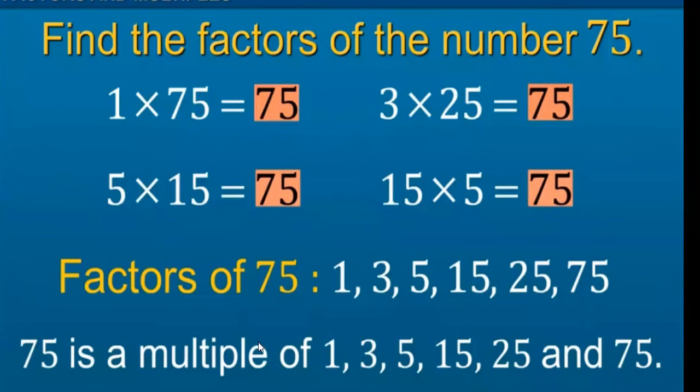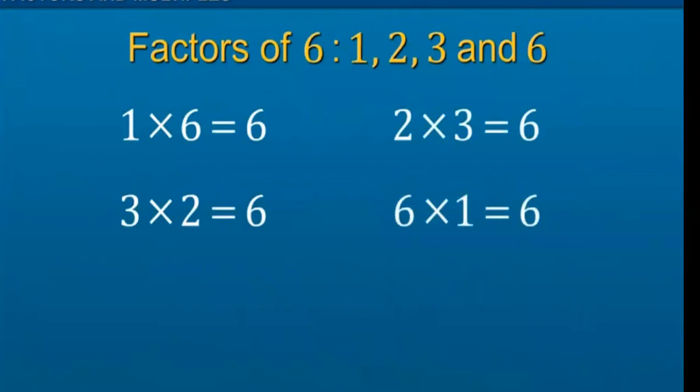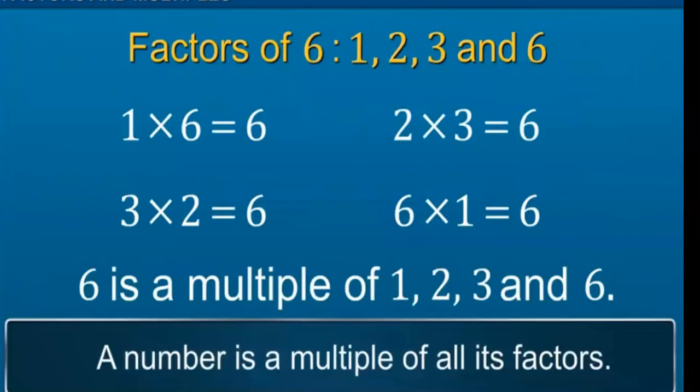So this is what you mean by the multiples of the numbers. Adayathu oru number ne 1, 2, 3, 4 vach multiply cheyumba kittuna answers aanu multiples ennu parayam. Namukku nokkam. Similarly, the factors of 6 are multiplied with other factors of 6 to get 6. Thus we can say that a number is a multiple of all its factors. Okay, so you can just write this down.